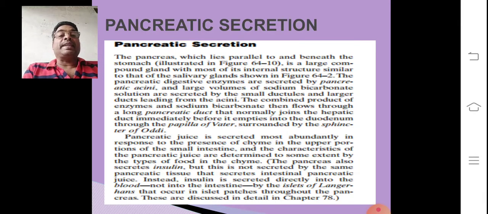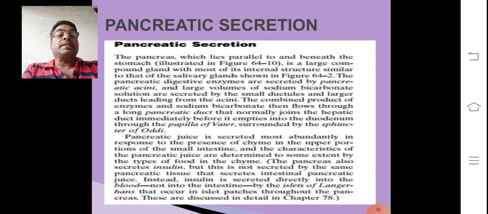from the acini. The combined product of the enzymes and the sodium bicarbonate flows through the long pancreatic duct that normally joins the hepatic duct immediately before it empties into the duodenum through the papilla of Vater, guarded by the sphincter of Oddi.